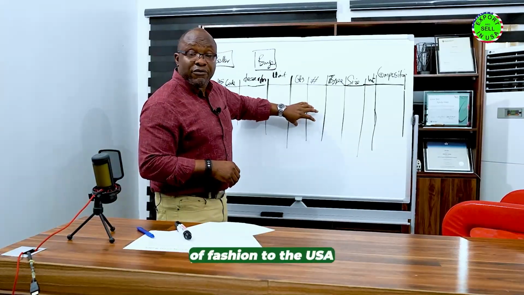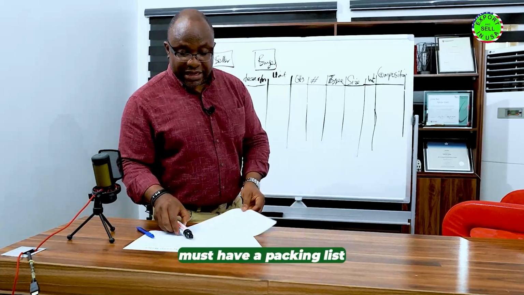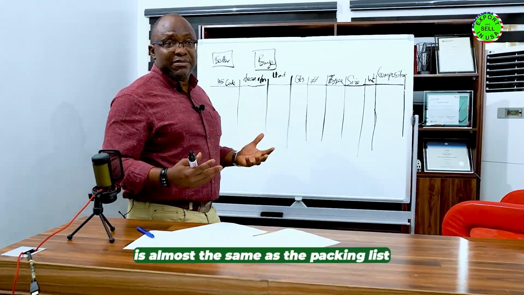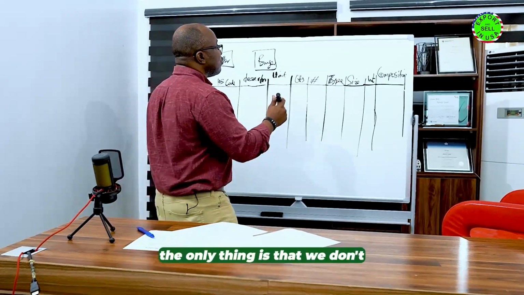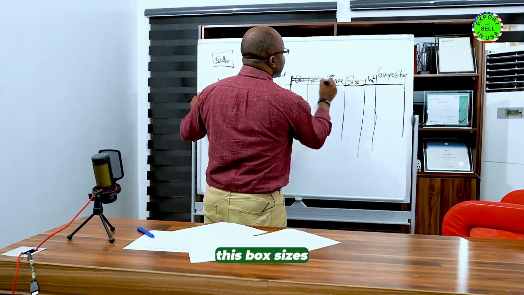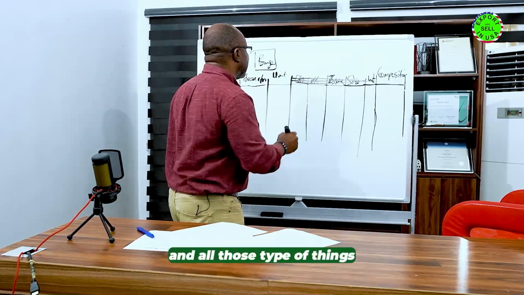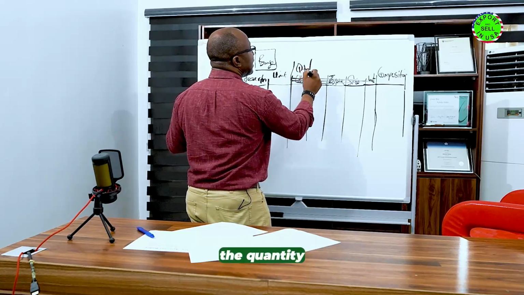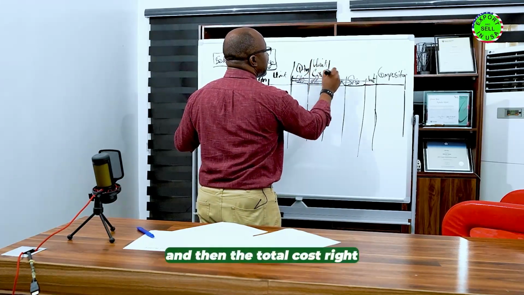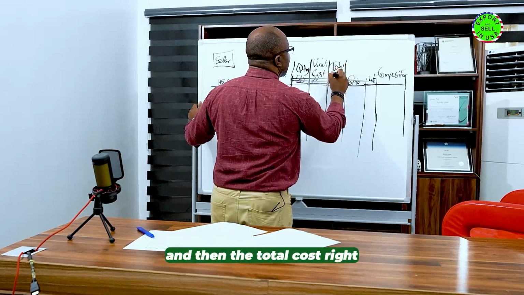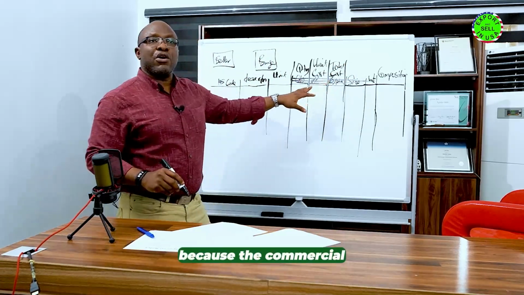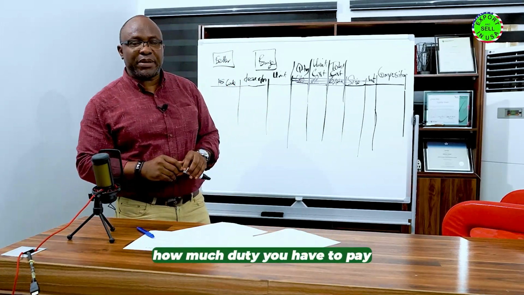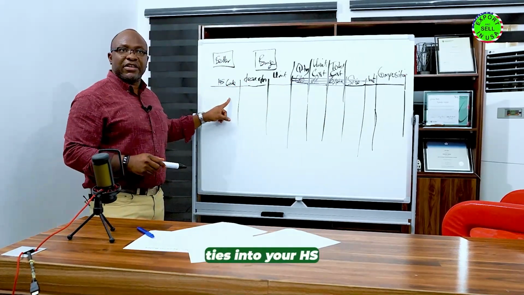Your shipment of fashion to the USA must have a packing list. The other one is the commercial invoice. Now, the commercial invoice is almost the same as the packing list. The only thing is that we don't worry about these box sizes and all those type of things. But instead, we have obviously the unit, the quantity, the unit cost, and then the total cost, right? Because the commercial invoice is used to determine how much duty you have to pay. And that again ties into your HS code, right?